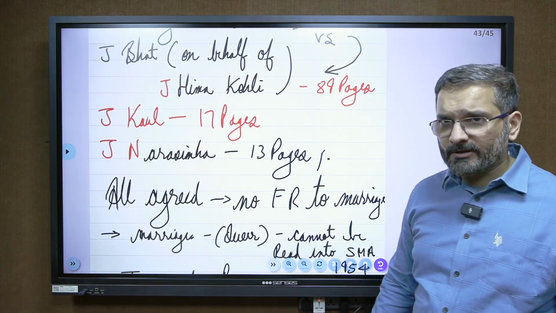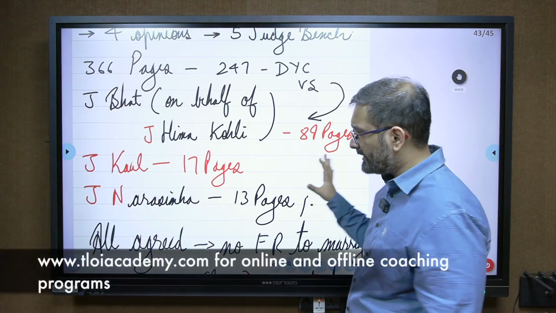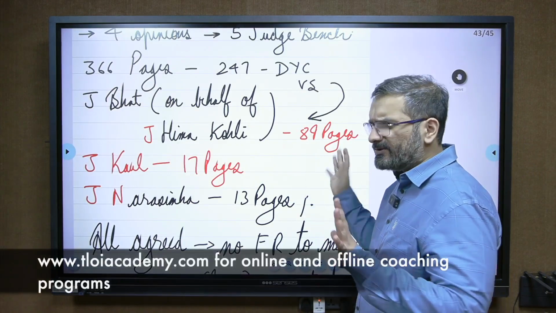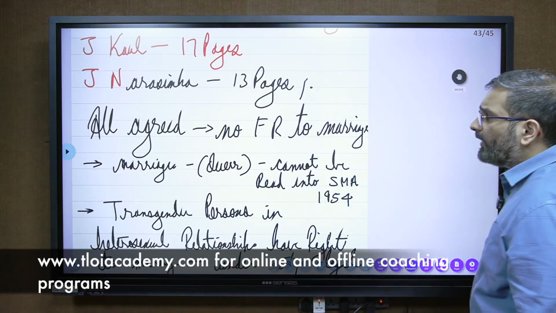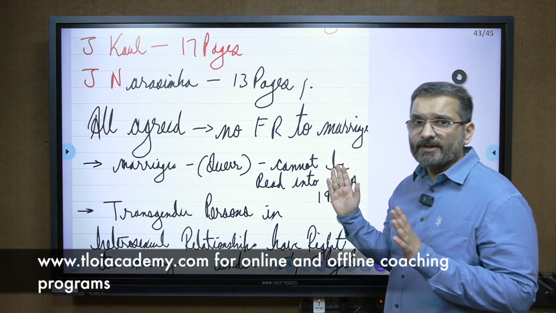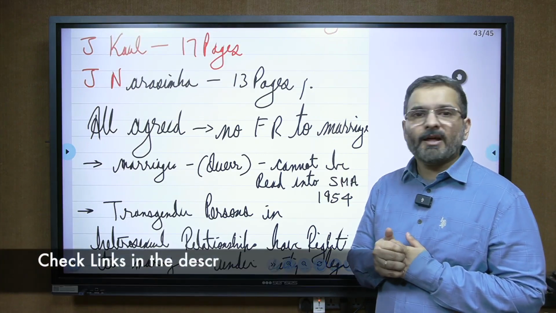Justice Kaul wrote a judgment for 17 pages, Justice Narasimha for 13 pages. This is extremely important for CLATPG specifically. Usually not other exams, they do not enter into asking the names of judges. All agreed. So this is the summary of the judgment. I could have given this right at the very beginning of this lecture and you would have run away.